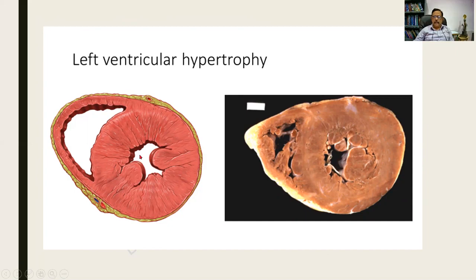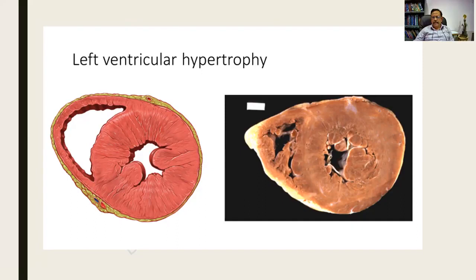There is another condition called volume overload. I am sure you students will know aortic incompetence. The blood will go out of the chamber and again come back. Repeatedly, there is a lot of volume overload and pressure overload, and this leads to hypertrophy.